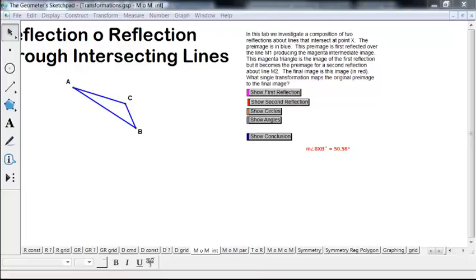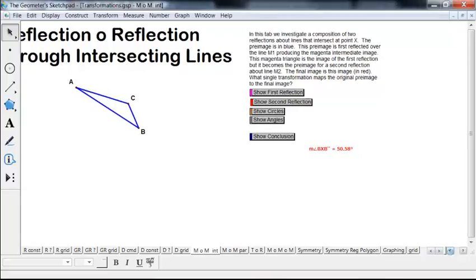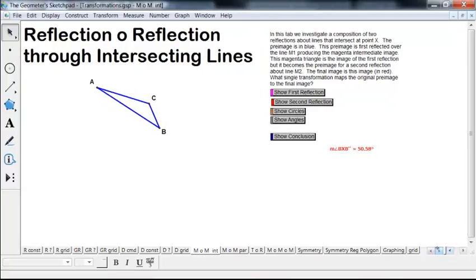In this video, we're going to look at what happens when we compose a couple of reflections. So remember, composition of functions happens whenever we take the output from the first function and use it as the input for the second function.